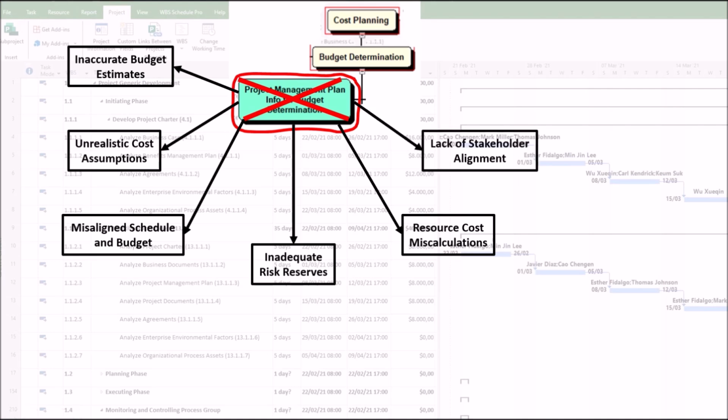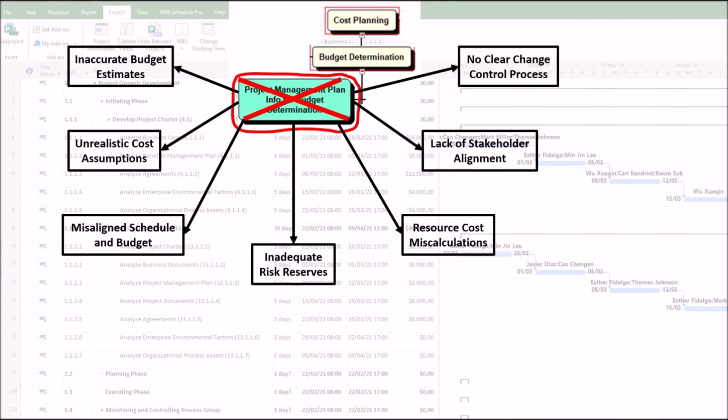6. Lack of stakeholder alignment leading to budget conflicts. Poor stakeholder engagement planning may result in mismatched expectations. As a result, this can lead to delays or disputes in budget approval, resulting in rework and wasted effort.